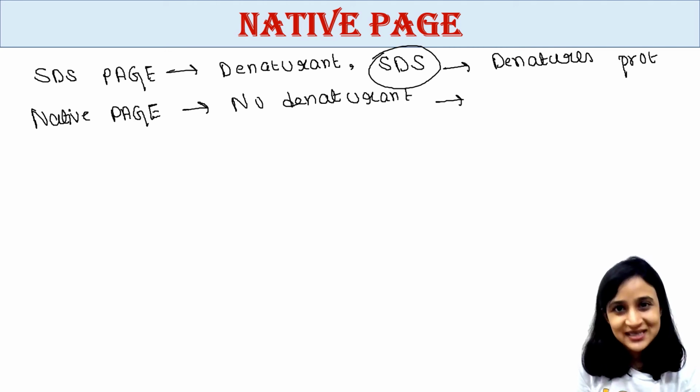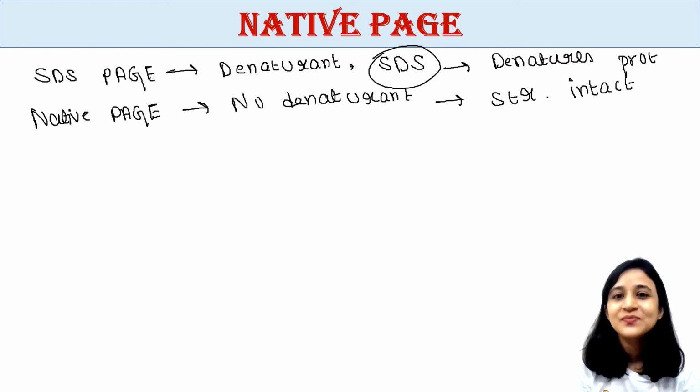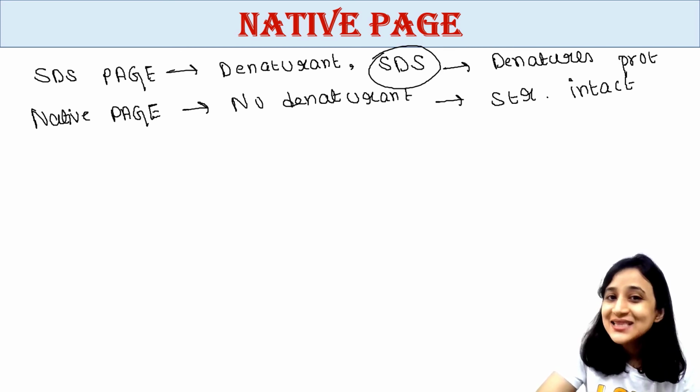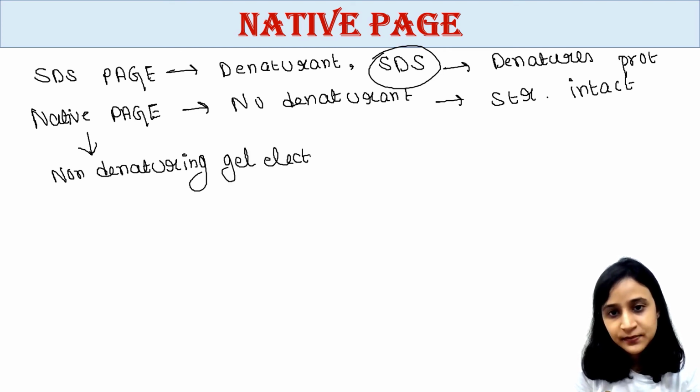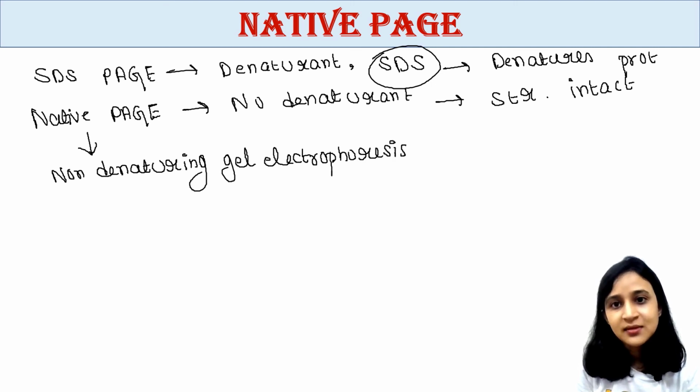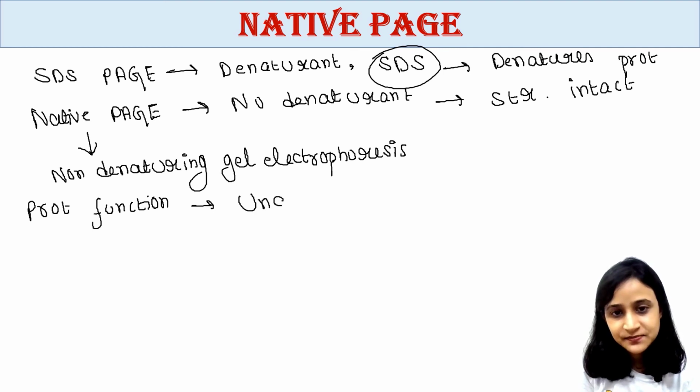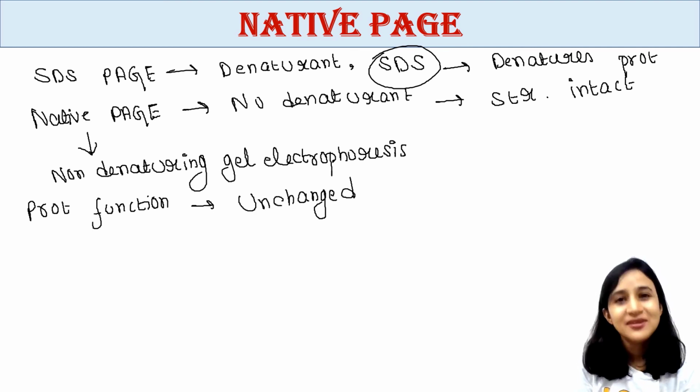Therefore, all proteins retain their intact structures or their quaternary structures here. That's why it is called non-denaturing gel electrophoresis. In fact, protein function also remains unchanged after the separation process.